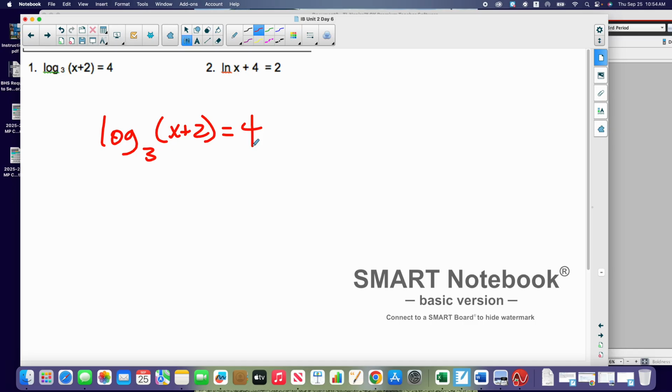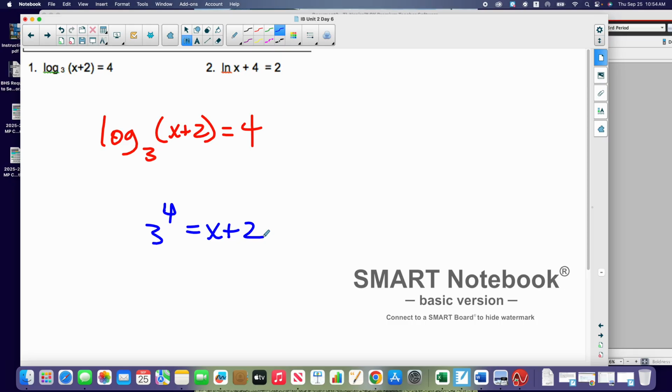Okay? I'm stuck. If I'm stuck in log form, what do I need to do? Change to exponential. If I get stuck in log, change to exponential. We did this a bunch yesterday. The 3 stays. What goes right here? The 4 does. That is my missing exponent. That goes over there. And the x plus 2 goes to the other side. Keep the base. The other 2 switch, just like we did yesterday.